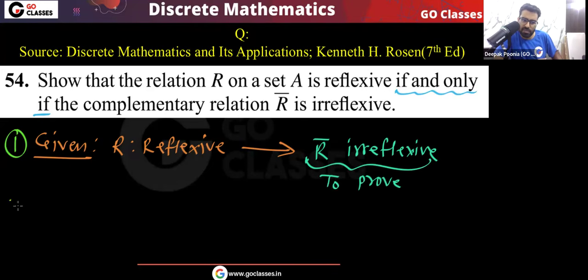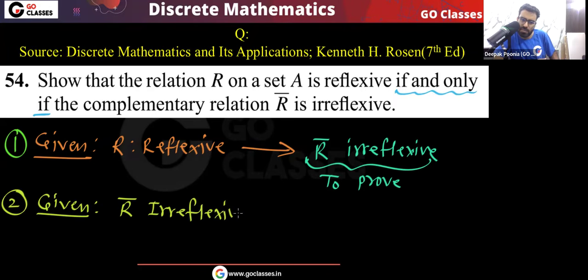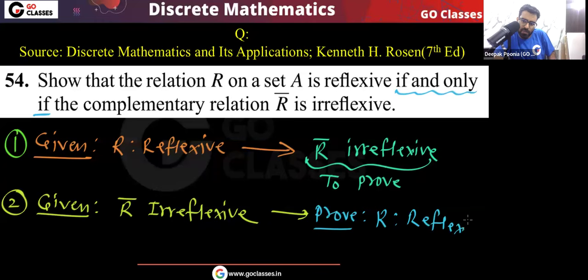And what is the second side? The second side is: given R complement is irreflexive, we need to prove that R is reflexive. Okay, both the sides we need to prove, and it's actually very easy. Here, this is the complement relation, so it's actually very easy.